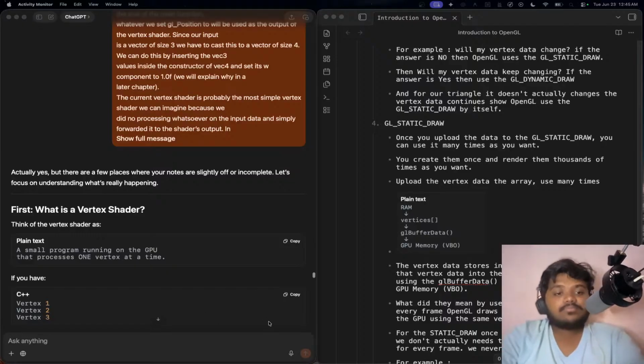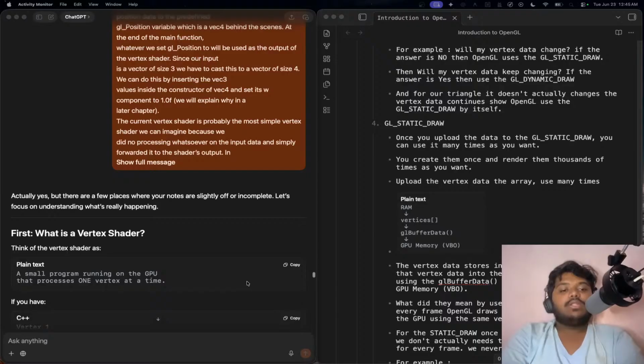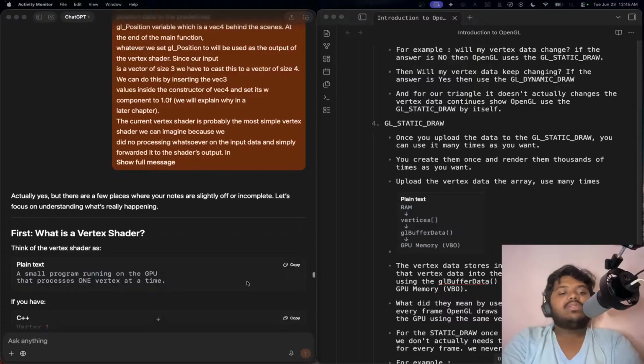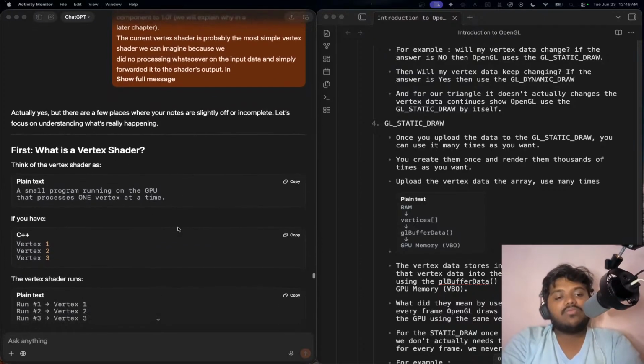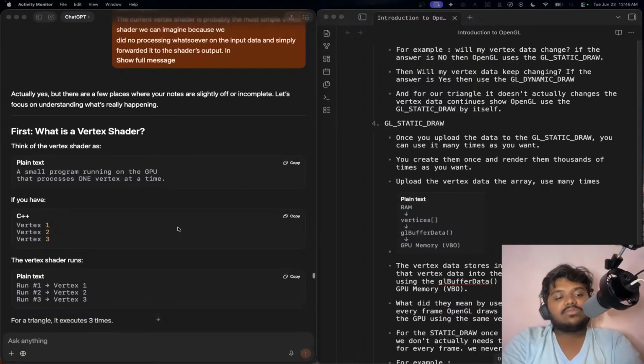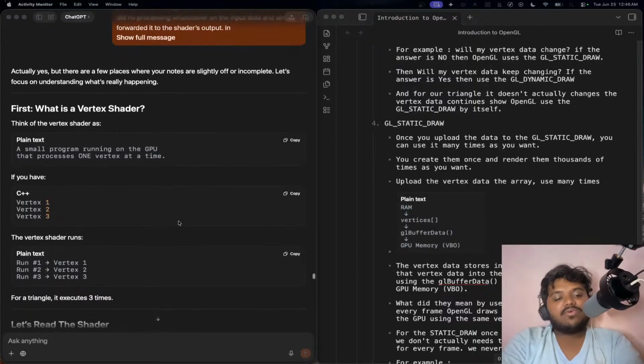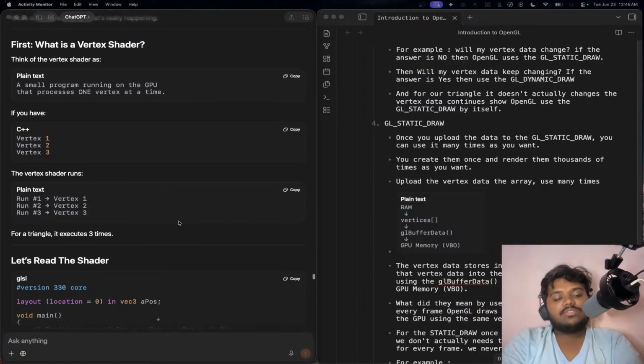Alright, actually yes, but there are a few places where your notes are slightly off or incomplete, and let's focus on understanding what really happens, and what the vertex shader is. Think of the vertex shader as a small program that runs on the GPU and processes one vertex at a time. So if you have one vertex, two vertices, three vertices, the vertex shader runs first for one, then two, then three. So for a triangle, it executes three times.